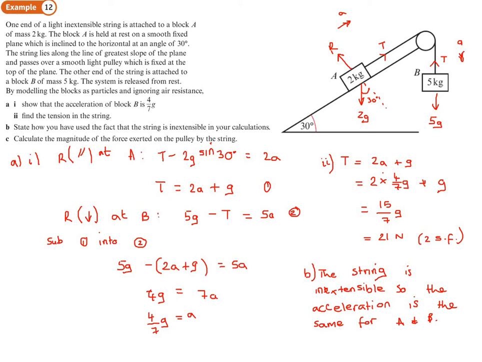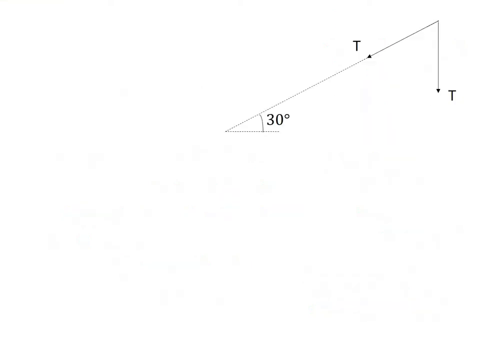Okay, so what I mean by that is something a little bit like this. So we've got the two tension forces here. So we know that this is going to be 15 over 7g. I'm going to leave it exact just so it's super clear for everyone. So 15 over 7g. And they want us to find this line here.